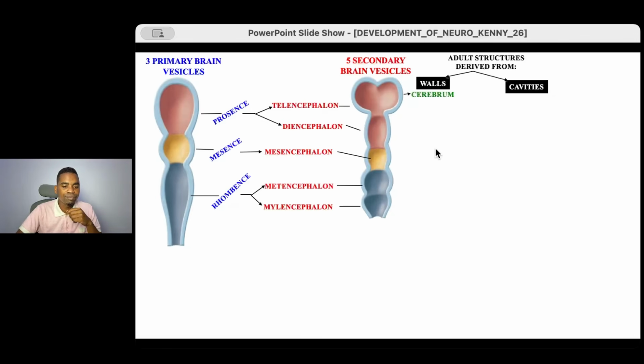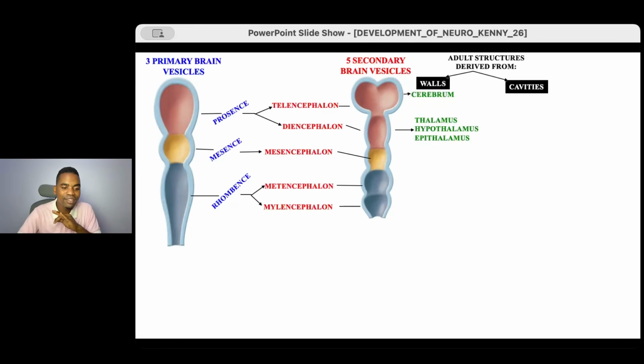So for example, the wall of the telencephalon will form the cerebrum, and I've told you the prosencephalon is the future forebrain. So the future forebrain contains the telencephalon and diencephalon, but the wall of the telencephalon is what forms the cerebrum, the major part of the brain. And what about the wall of the diencephalon? This is the one that gives the hypothalamus, epithalamus, and thalamus.